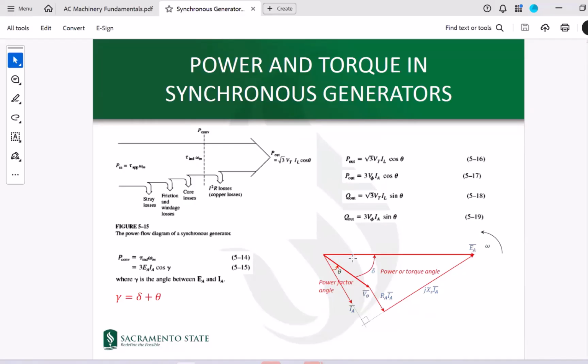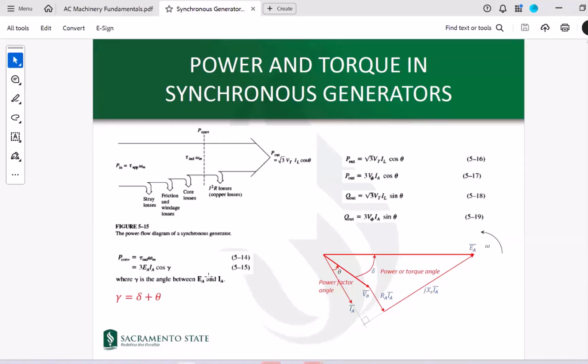Now looking at the power and torque, the way that power flows in your synchronous generator, on the input side, you're providing some torque, applied torque, to the machine. You have some rotational speed. When you multiply these two together, that becomes the P input on the mechanical side. Now, stray losses, friction and windage losses, core losses, would all be subtracted from that mechanical power to give you the converted power. That converted power is the power that exists in the air gap of your machine. And then once you subtract the copper losses from that, that would be the power delivered to your system, or the output power.